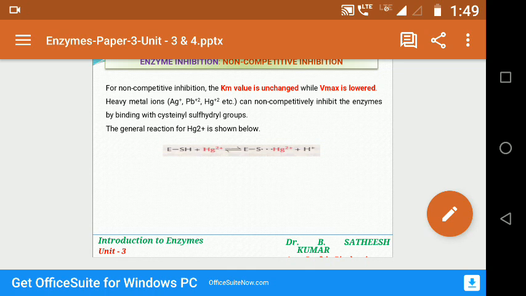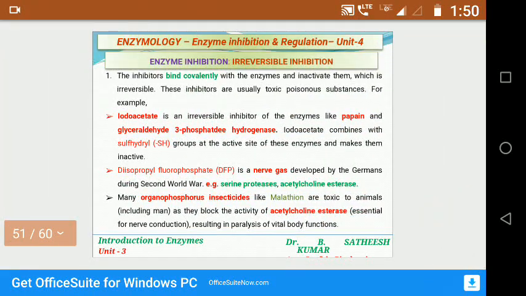For this, we have one specific example where heavy metal ions act as non-competitive inhibitors. Mercury is one such metal ion, which binds to the sulfhydryl group of the enzyme, which is not present in the active site. Due to the binding of this mercury ion, the enzyme conformation changes a little bit and activity will be affected. So this is an example of non-competitive inhibition.